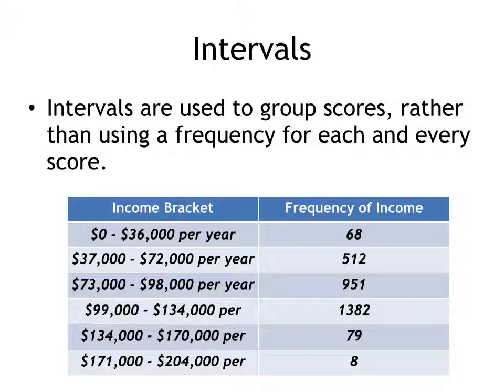It makes much more sense to group the incomes into intervals. So you're going to say all the students whose parents make between 0 and 36,000 a year, you're going to count those up. And in this made-up example, I'm going to say that I found 68 of the 3,000 kids whose parents fell into that category. And then the next group is 37,000 to 72,000 per year. And I'm going to say that there were 512 students whose parents were in that category, and so on. And you see that this way, you end up with 6 categories to be doing your analysis with, rather than 3,000.